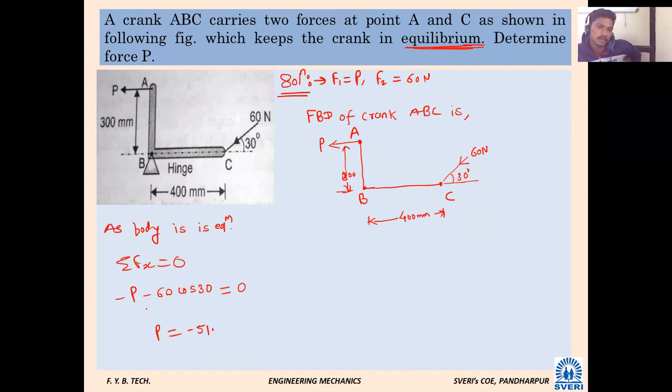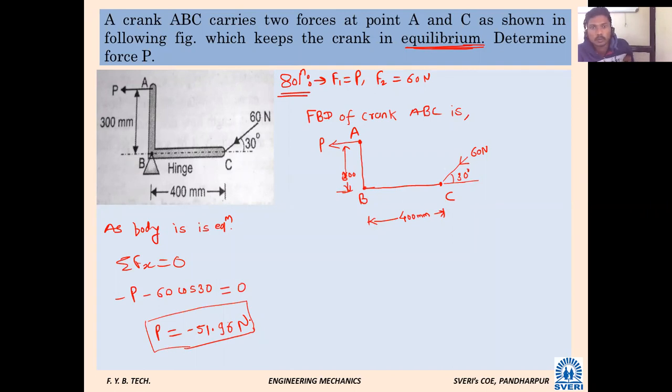How will it come minus? The direction of T we showed on this side. The direction changes automatically when we put a minus sign; minus minus becomes plus, so 60 cos 30 will go in the right direction. Then it will come into equilibrium. So P is minus 51.96 Newton. Not necessary to think more. As the body is in equilibrium, you can apply the equations.